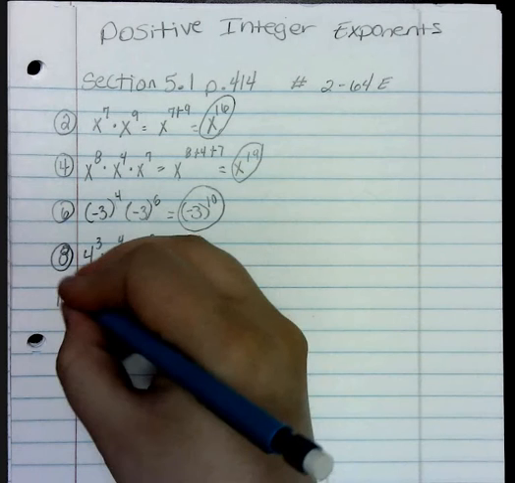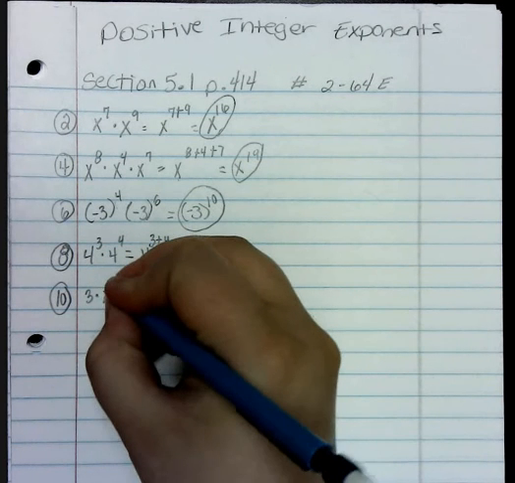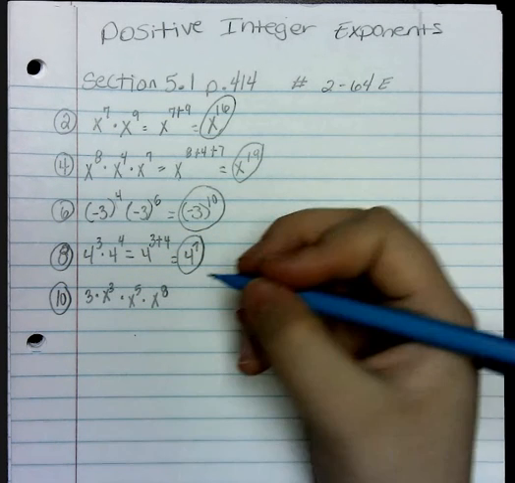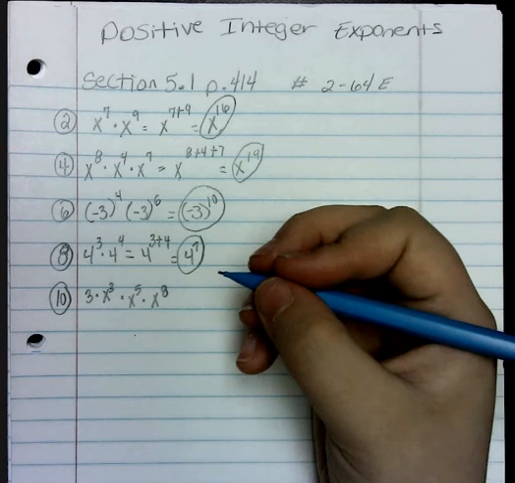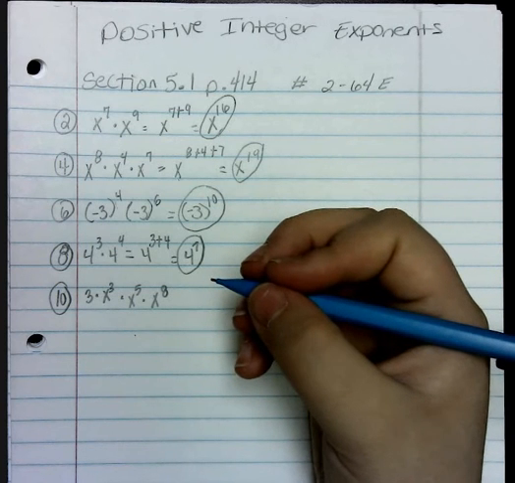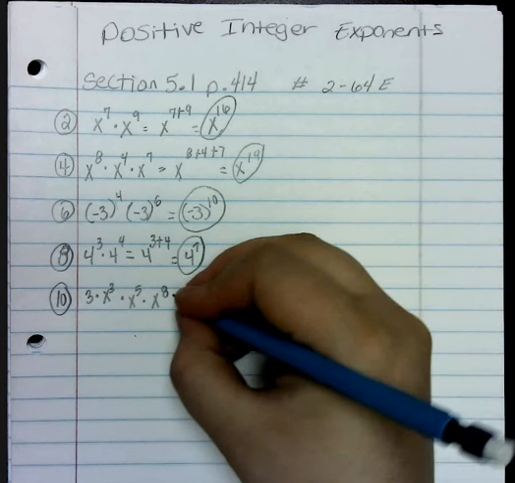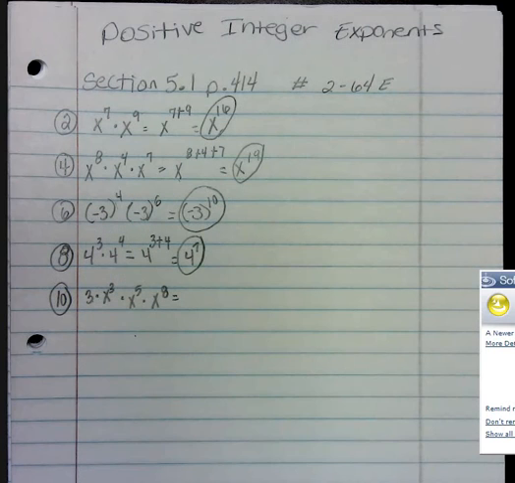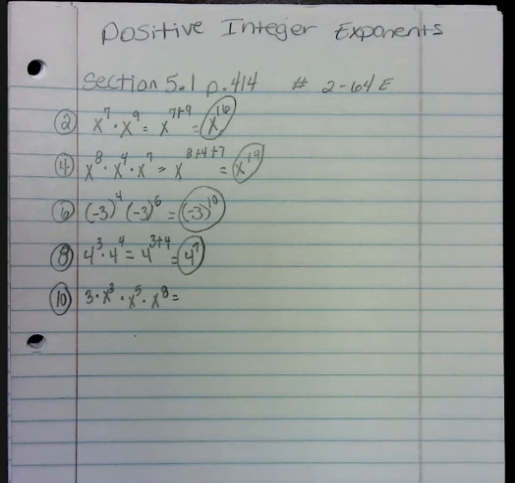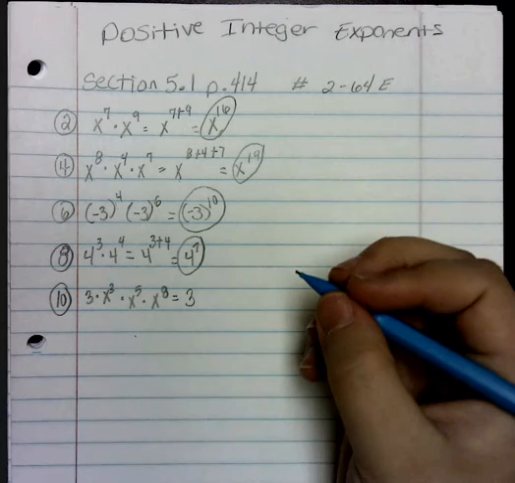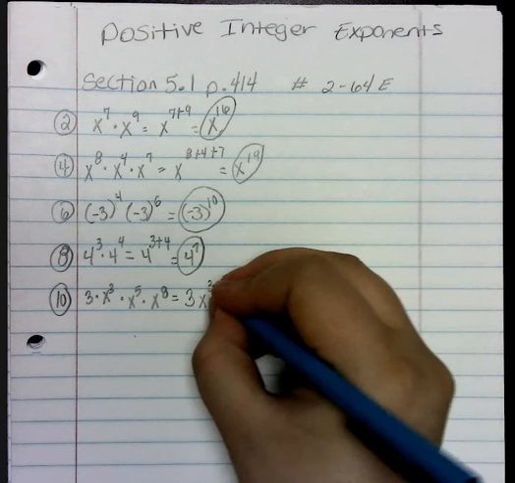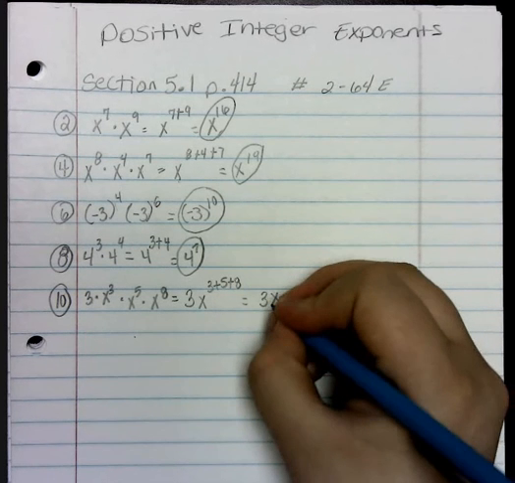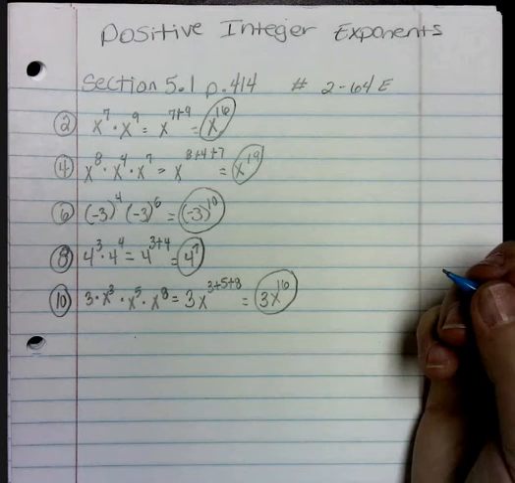Number 10, I've got 3 times x to the 3 times x to the 5 times x to the 8. So on this problem, they gave us a number multiplied by a couple of letters or variables. So when we multiply 3 times variables, that is called a coefficient. So we just write that coefficient out in front of the variables. And then that's x to the 3 plus 5 plus 8, which will give us 3x to the 16th power.